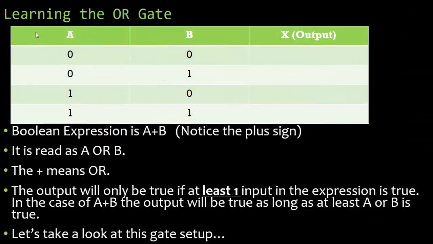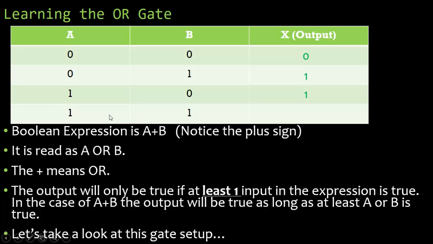So we took a look at the gate setup, and when both A and B were 0, we got an output of 0. The light bulb did not light up. What about when A was 0 and B was 1? Is at least one input true? Yes, and because B was true, which satisfies at least one input, we got an output of 1. What about when A was on but B was off? That satisfies the condition of at least one input being true. That gives us a 1 in the output.